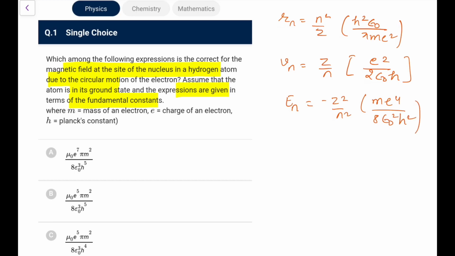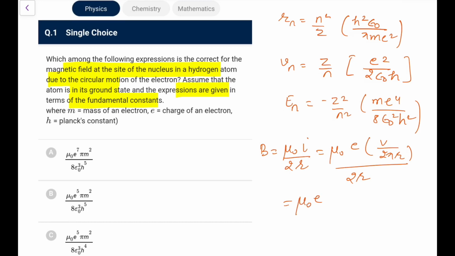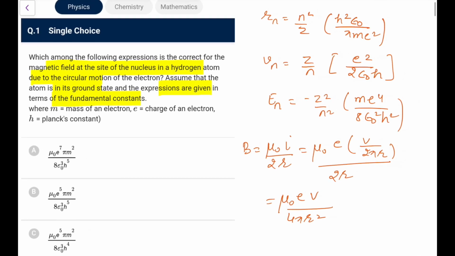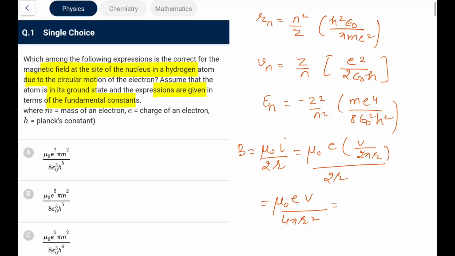So remember these. Now we know the magnetic field because of this current carrying ring is mu naught I by 2r, and here I is what you will say as e by T or e into f, and f is V upon 2 pi r. So what you get is mu naught e V upon 4 pi r square. Now substitute the values that I have written. Because it is ground state, n is 1, Z is 1, because it is hydrogen.